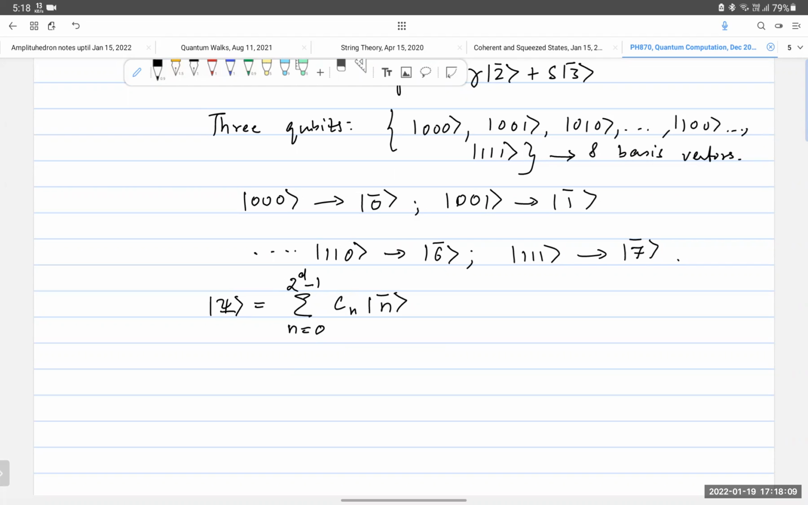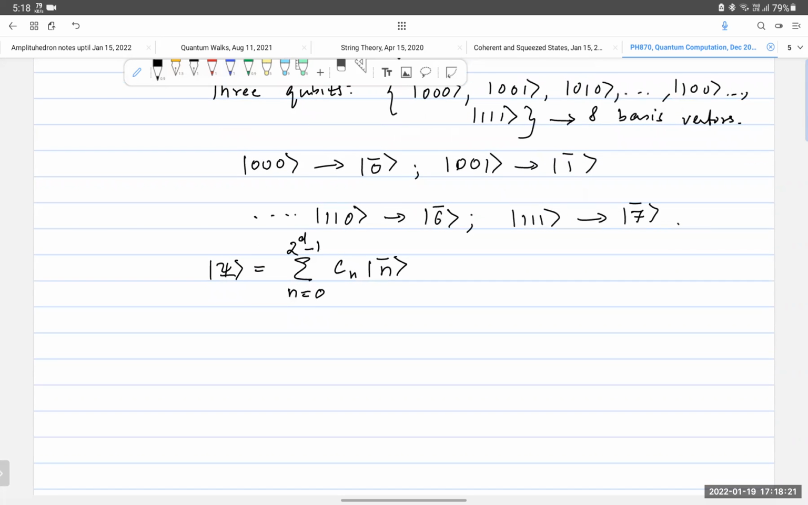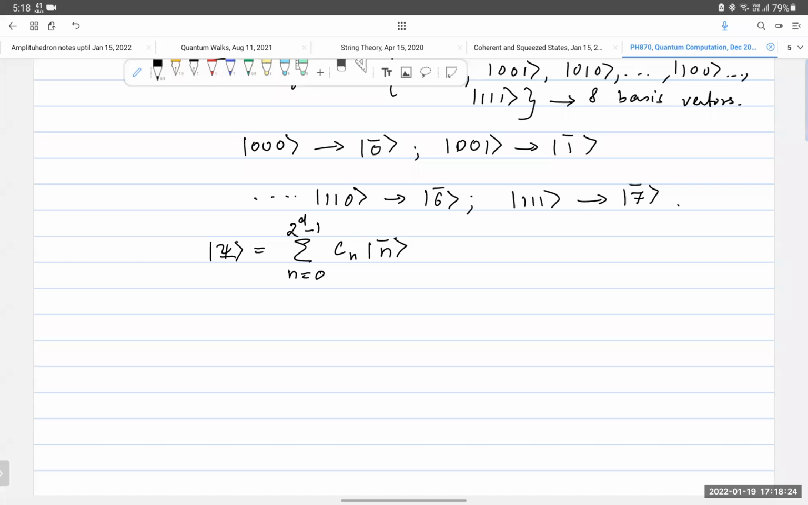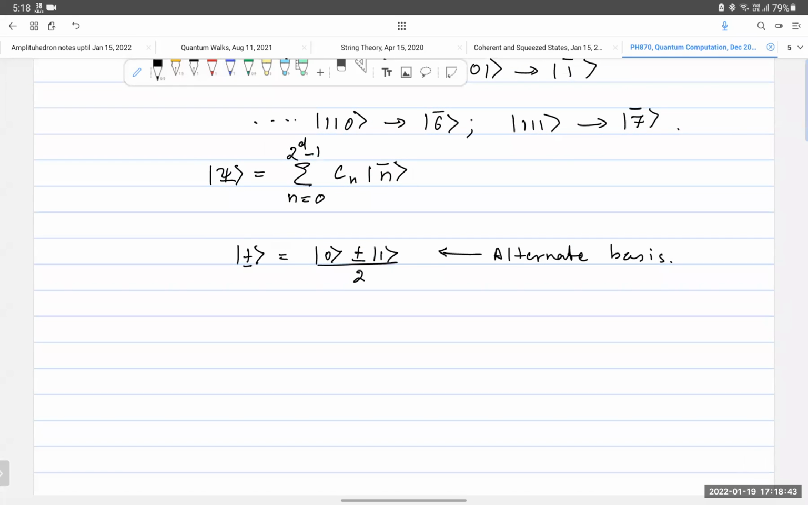So we'll be using this all the time. This is called the computational basis. But there are other choices of basis also. Obviously, there are an infinite number of different bases. One common basis that we'll be using often is this, which is one set of basis vectors, but you can construct similar sets of symmetric and anti-symmetric combinations.